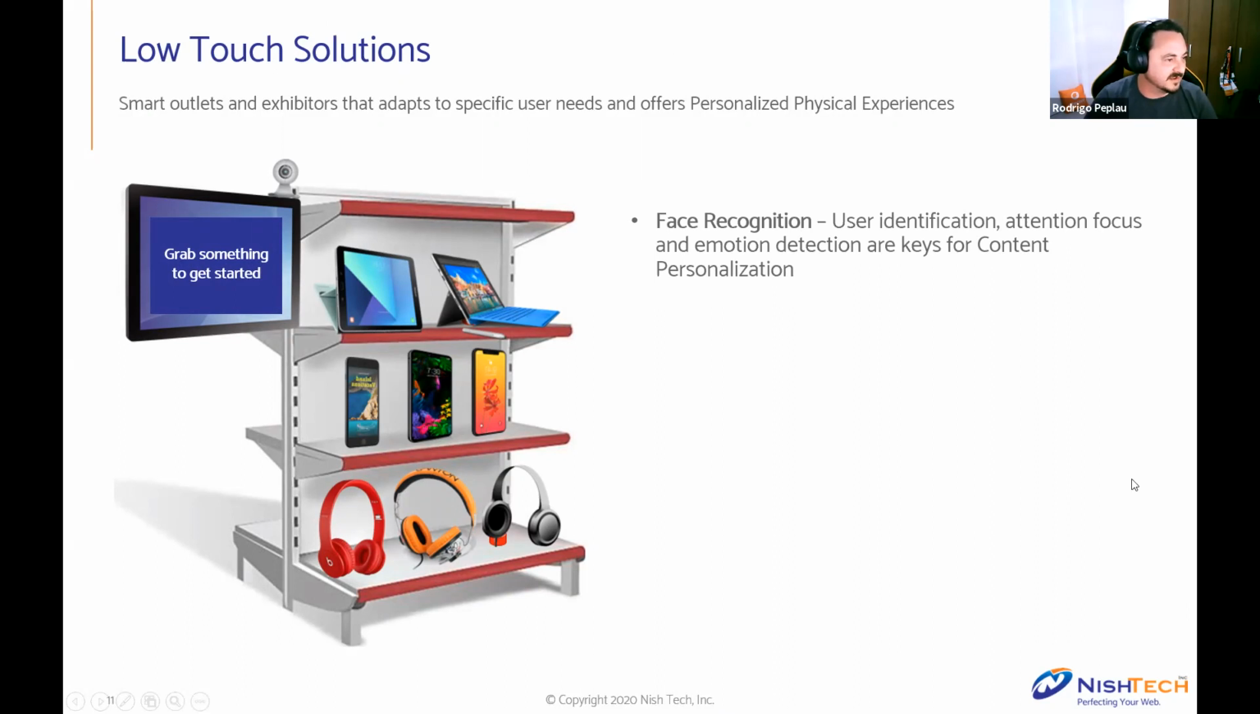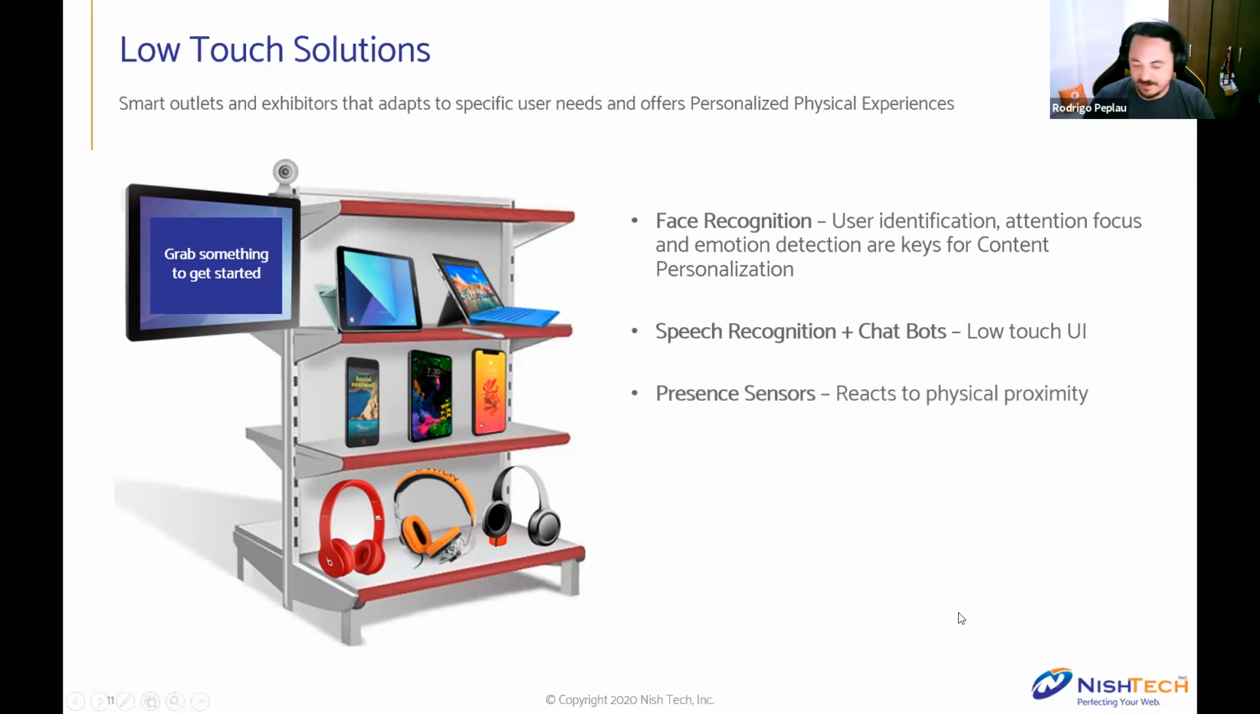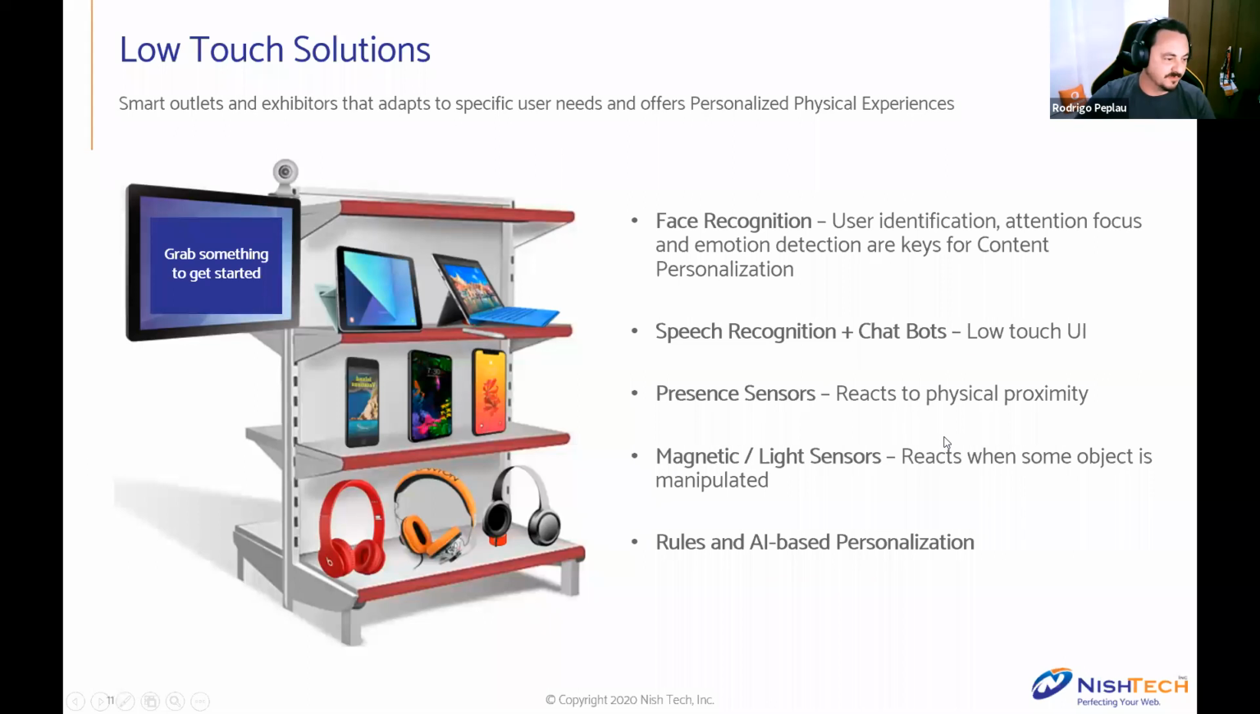We have face recognition as user identification, as a key to understand who the user is, how he's feeling, as a key for personalization. We have speech recognition plus chatbots to offer a low-touch user interface. You have presence sensors to react to when a human being is approaching. You have magnetic and light sensors to figure out what object is being manipulated. So all that to say that this can be built to offer personalized and cool information about something that you have in your hand. This way, you're tying the physical world, the physical objects that you manipulate, with the digital experience, which is what happens on screen and maybe on speakerphones.